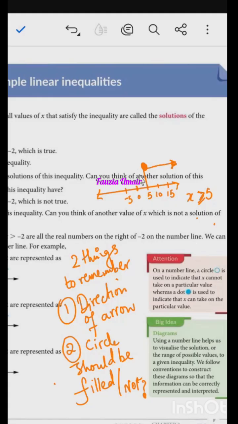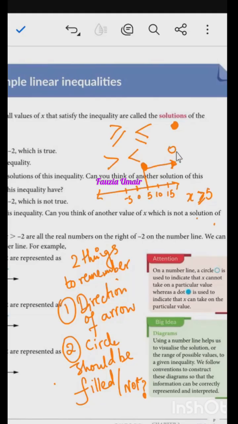So what about the filling of the circle? If there is equality, like bigger than or equal to, or less than or equal to, the circle will be filled. If the inequality is only bigger than or less than, then this circle will remain empty.